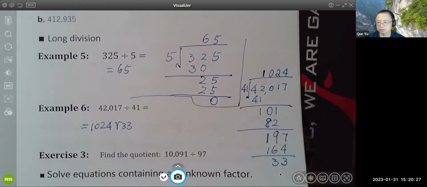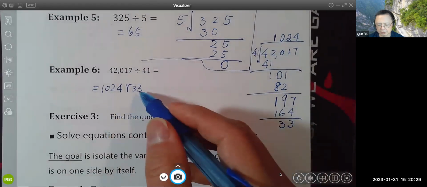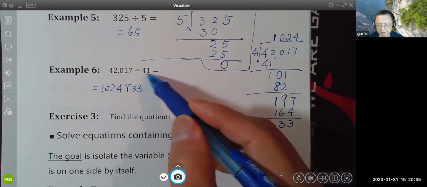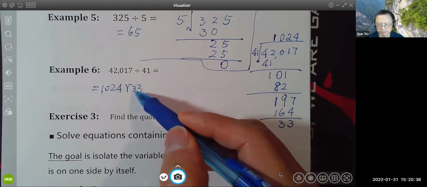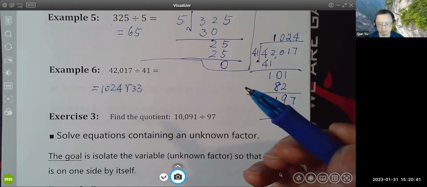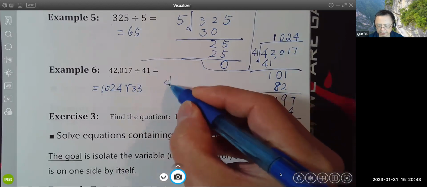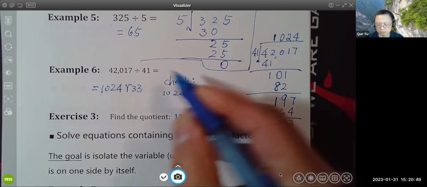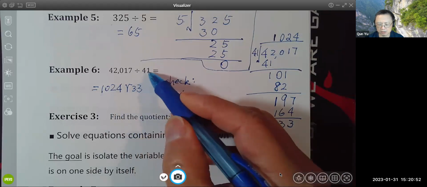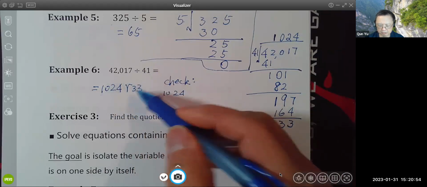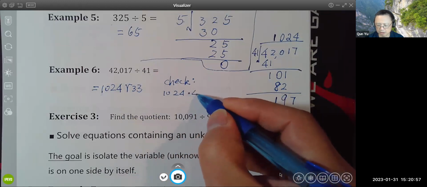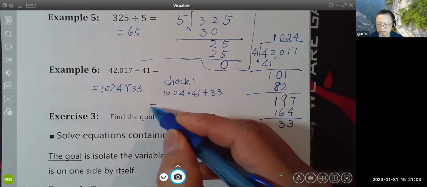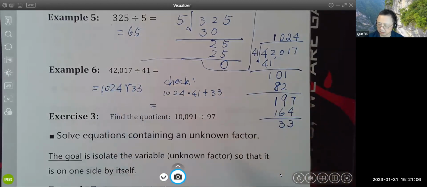But by the way, how do you check if this answer is correct? If this is correct, then this quotient multiplied by the divisor, then add to this remainder will give you the original number. So let's do that. This is how you check. We use a quotient because this really means you have 1024 41s in this number plus some remainder. That's why we multiply these two together first, and plus a little bit extra, we call it a remainder. And this should give us exactly this number if my answer is correct.